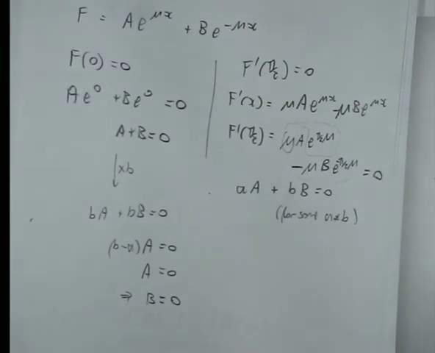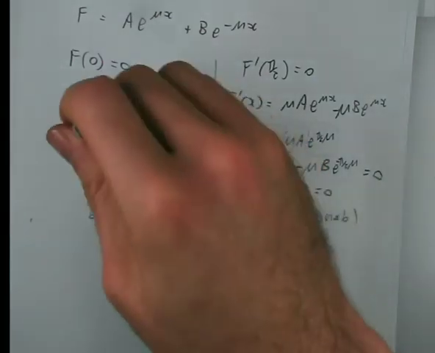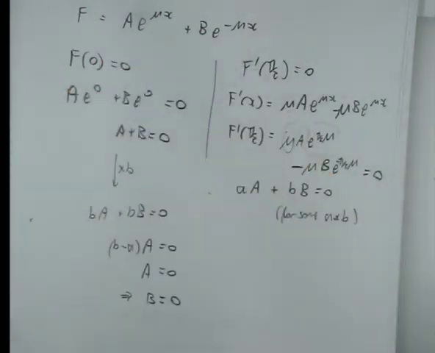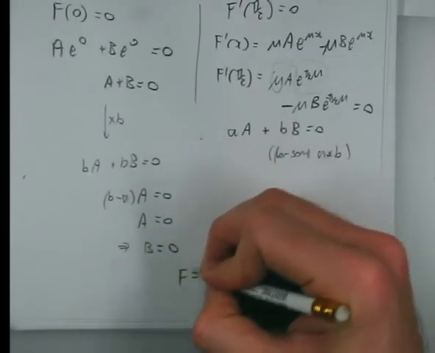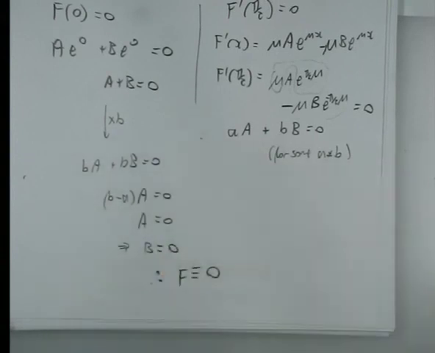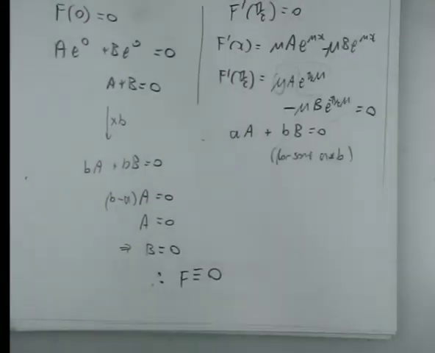If I wanted to do it all properly, I would times this one by mu e to the pi on 2 mu or something. And then I could subtract and stuff would happen. Okay, so therefore, again, f is identically equal to 0. And so I don't get any solutions there, well, no useful ones, I just get the 0 solution. And I knew that was a solution right from the beginning.